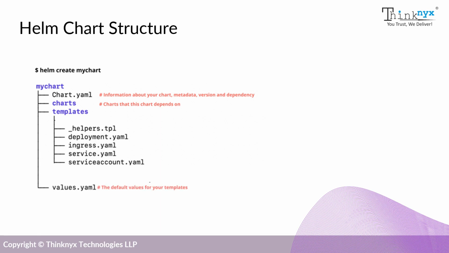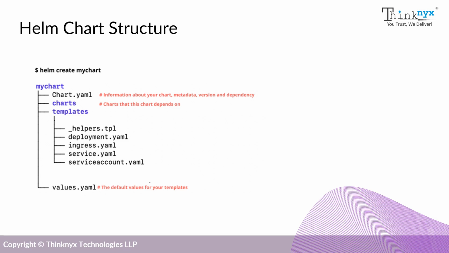Helm uses charts to define the structure of Kubernetes applications. A Helm chart is a collection of files that define a set of Kubernetes resources, along with a set of customizable parameters. Here's an overview of the Helm chart structure. For generating a basic structure of a Helm chart, we use the command helm create mychart. By executing this command, the following structure gets created.